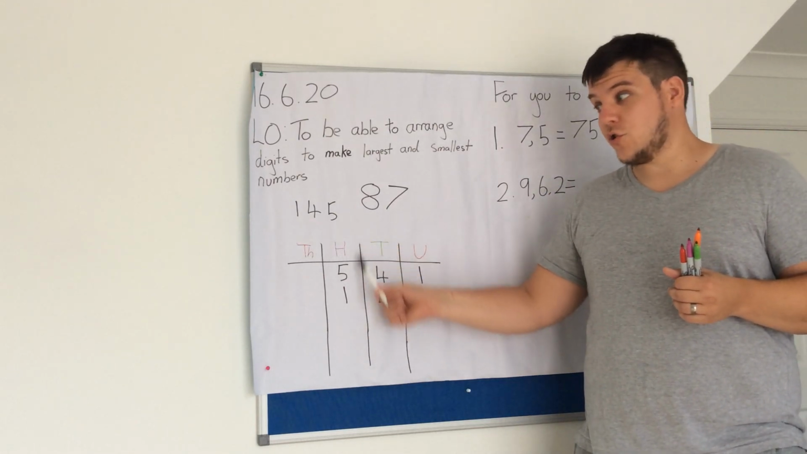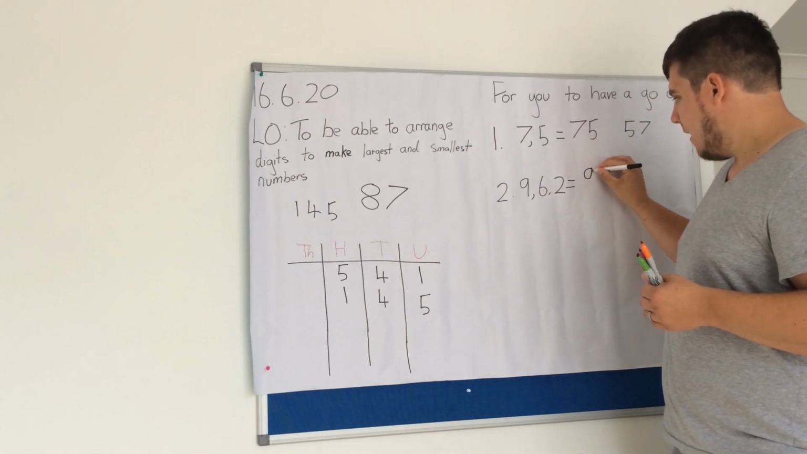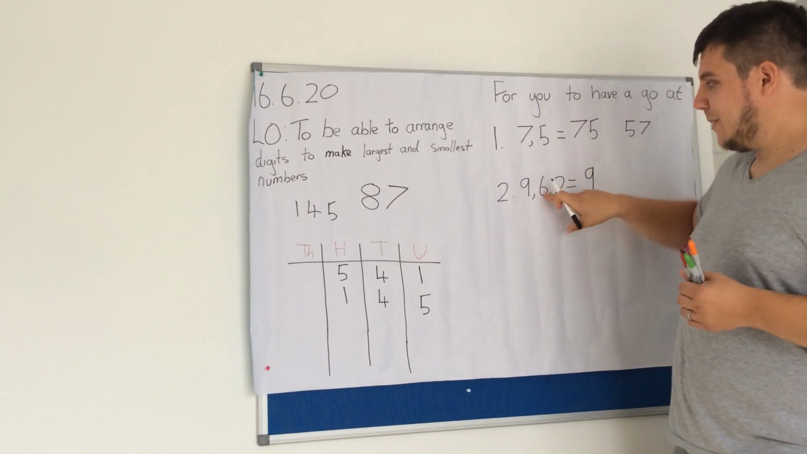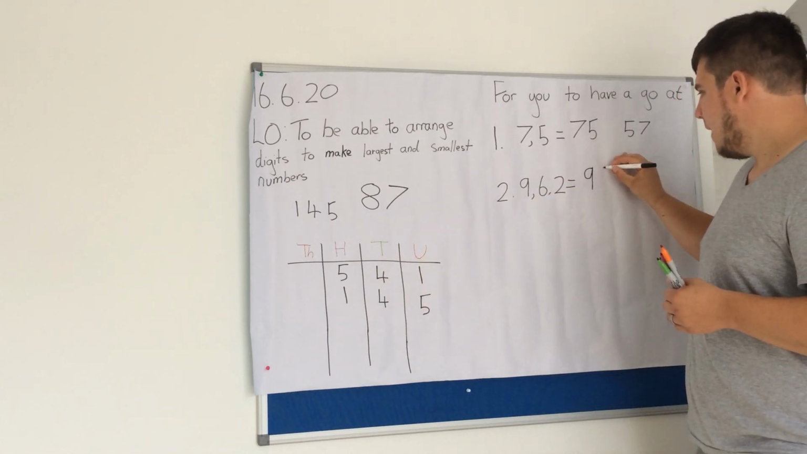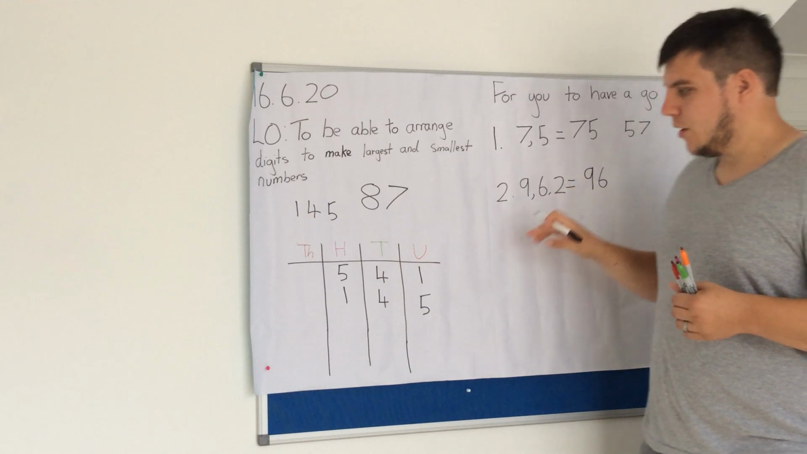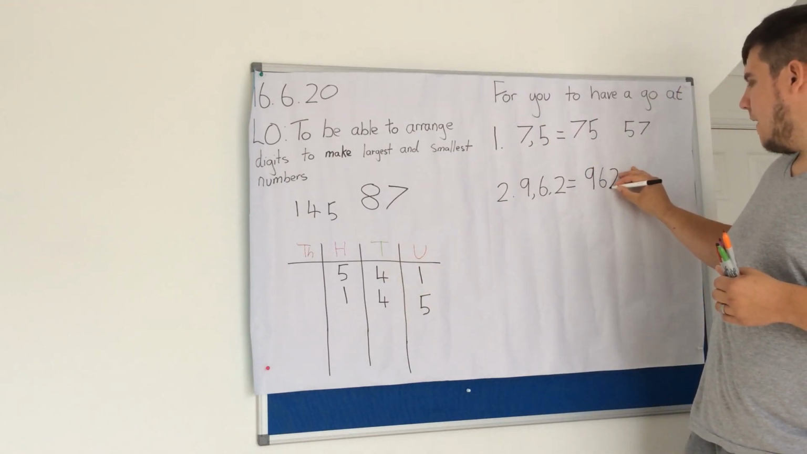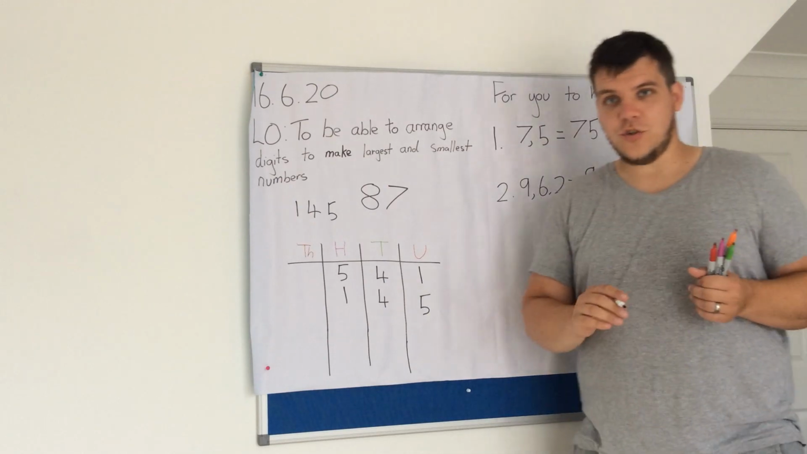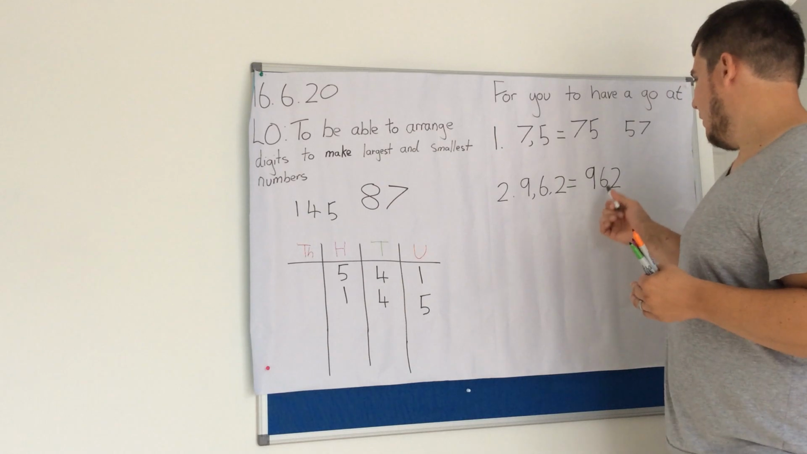So I'm going to be looking at the hundreds column. I'm going to be doing 9. Then I'm going to be doing my next biggest number, which is a 6, and I'm going to be putting that in my tens column. And then I'm going to be putting my smallest number in the smallest. So that's going to give me 962 as my biggest number, the number that Holly rolled, funnily enough.